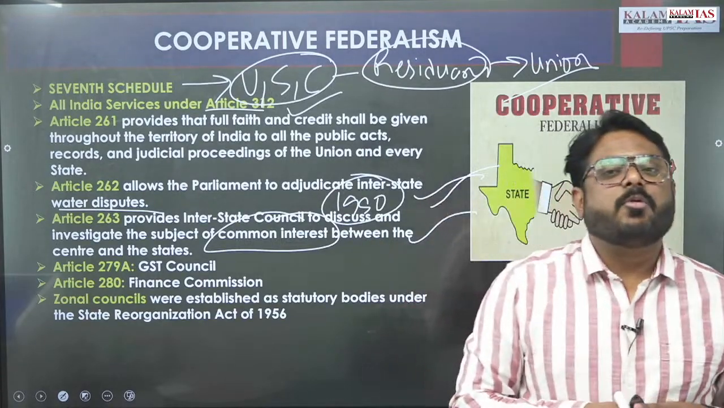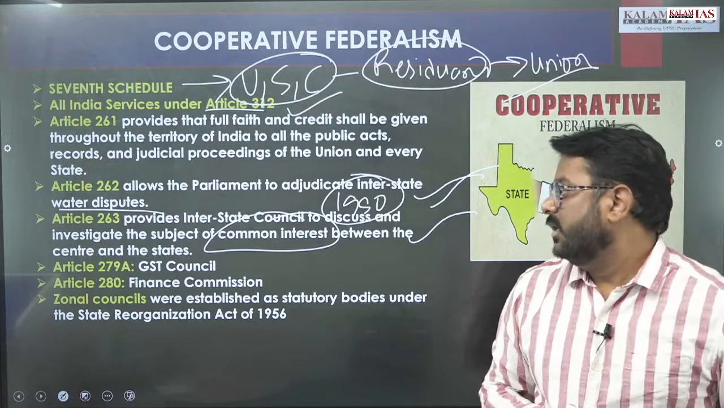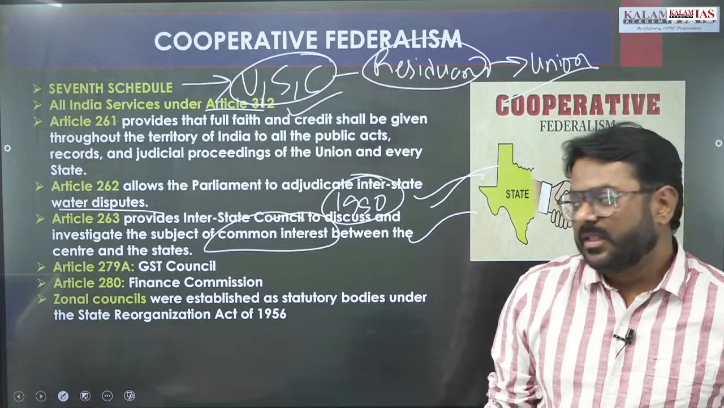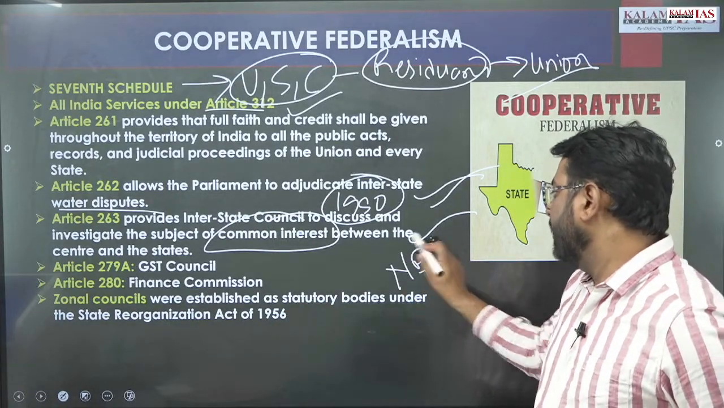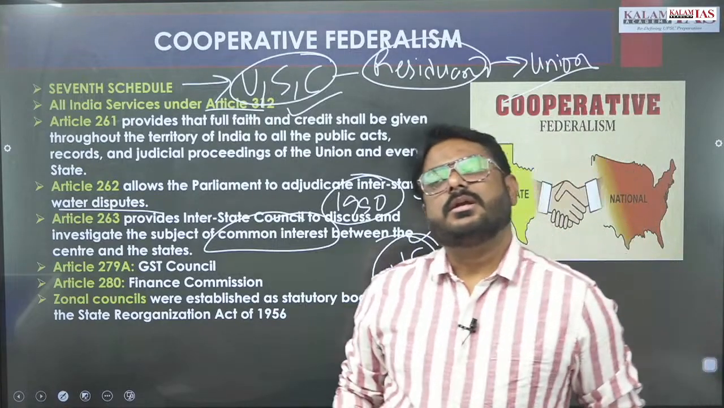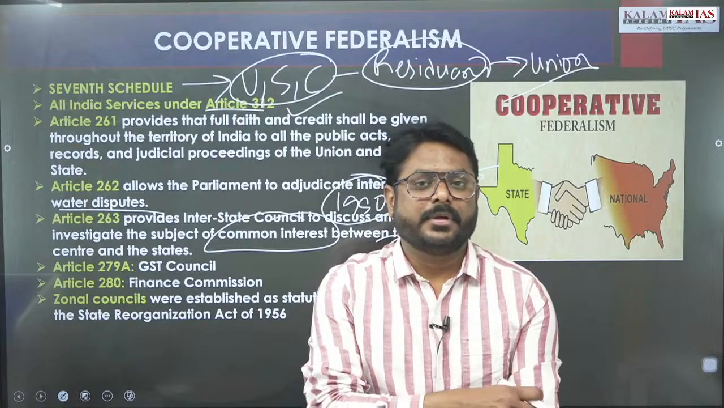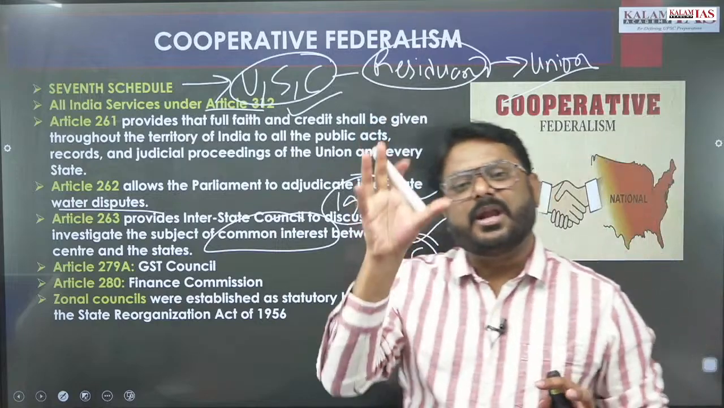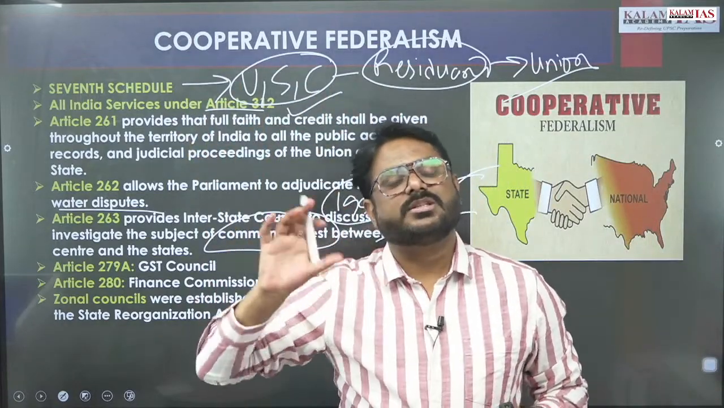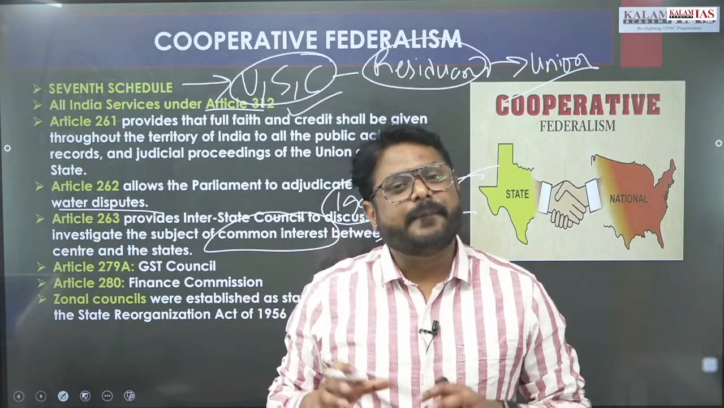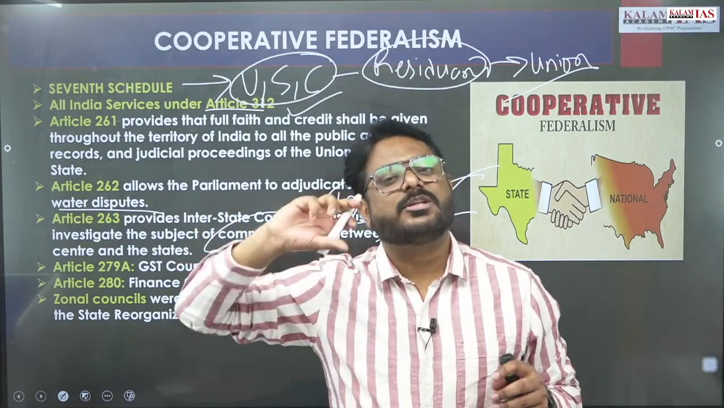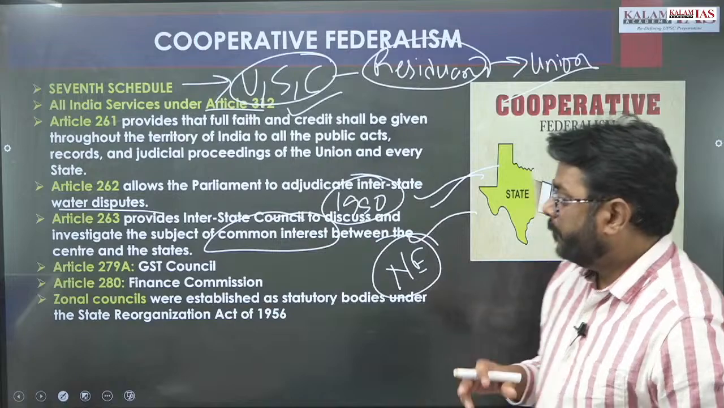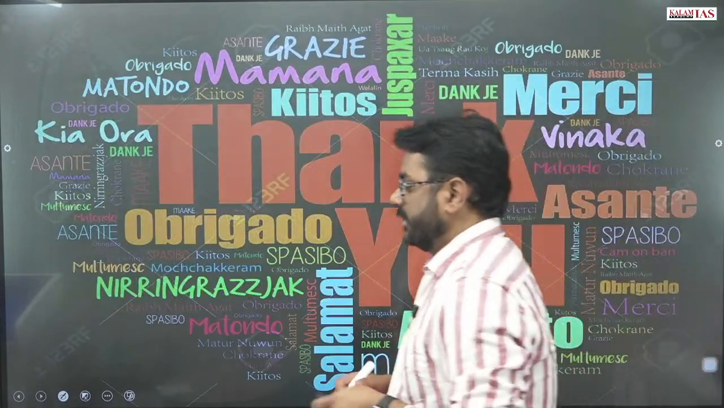Zonal councils have been formed through the State Reorganisation Act 1956. Right. Similarly, for the northeastern region, the North Eastern Council came in 1971. Right. The zonal councils mean the whole of India was divided into different zones: north, south, east, west, central, and the northeastern states. And within that zone, there will be collaboration and cooperation between the states and the center. Right. So all these things you can give as examples.